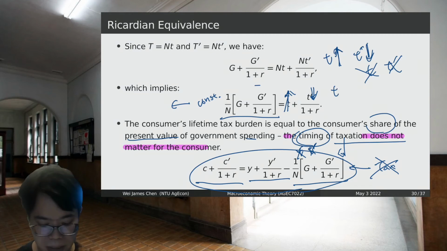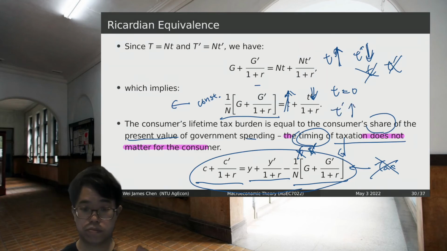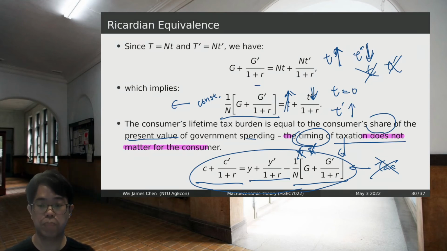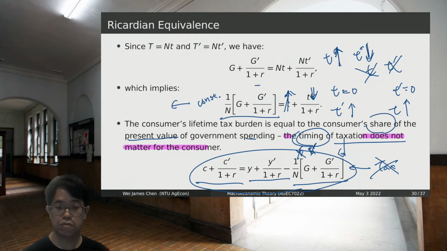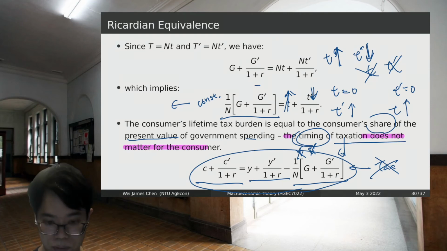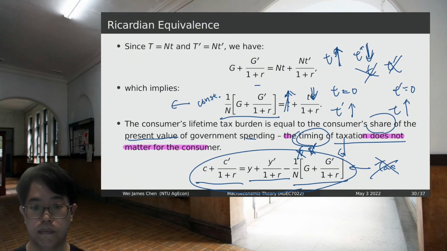I can even make tax T equal 0 this period, but T plum must go up a lot. But does that matter for the consumer? Or vice versa, I can make T plum equal 0, but T must go up by a lot. Does that matter for the consumer? Based on what I just described to you, it does not matter at all, right? Are we clear? What is the Ricardian equivalence theorem?